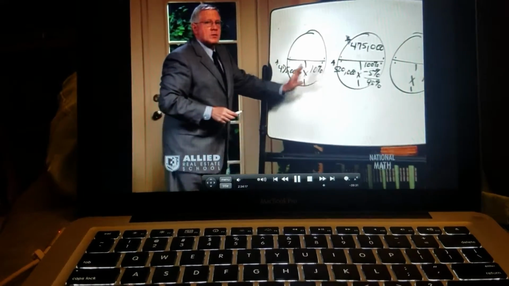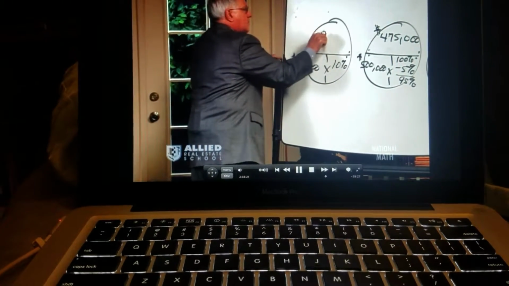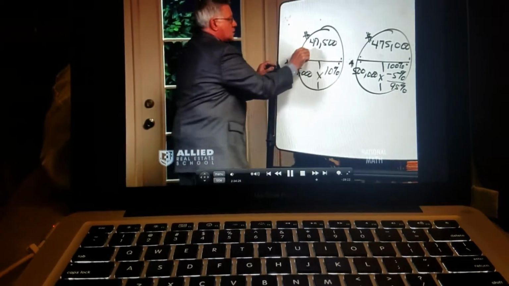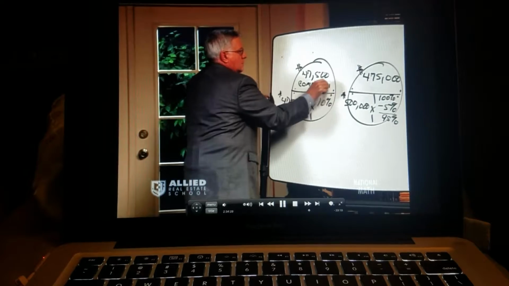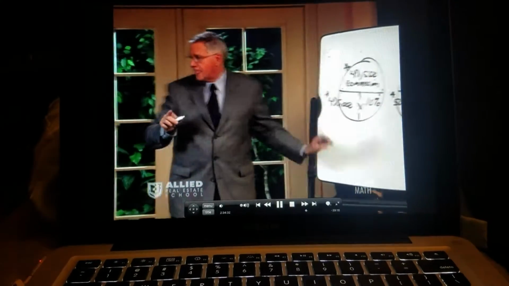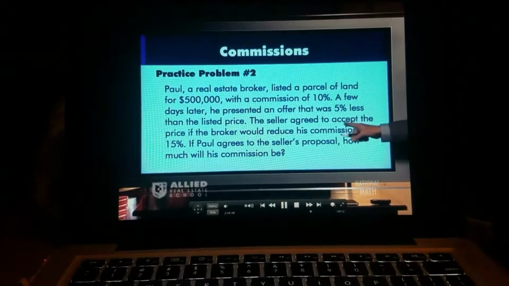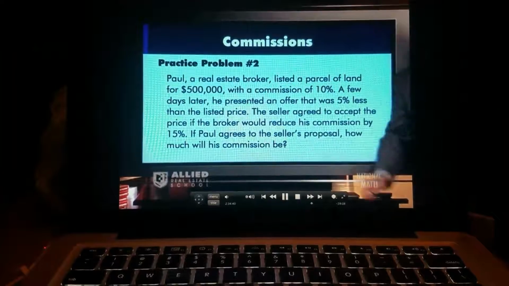2 portions of the circle, do the math. 475 times 10%, and 47.5 then is going to be our commission on the property, or the commission we hoped we were going to get. But what's the problem say? It says that the seller will accept the $475,000 if the broker reduces his commission by 15%.